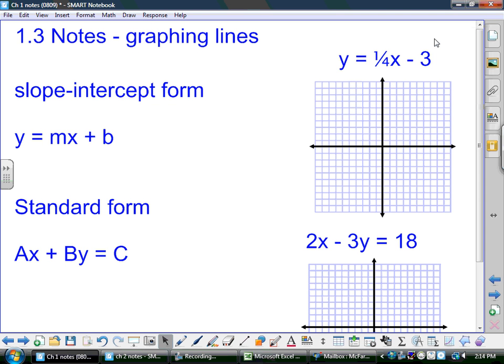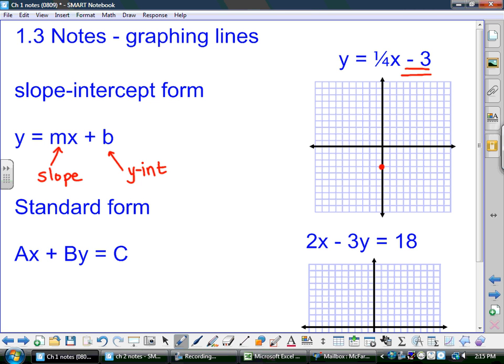When you have the equation of a line, it's typically going to be in one of two forms, either slope-intercept form or standard form. In slope-intercept form, you can graph it just by using the slope and the y-intercept. The y-intercept is sort of like the beginning point on the graph. So in this case, we're going to begin on the graph at -3 on the y-axis and put a dot.